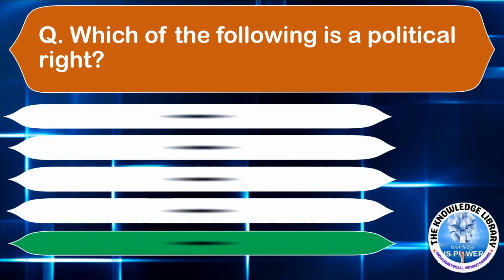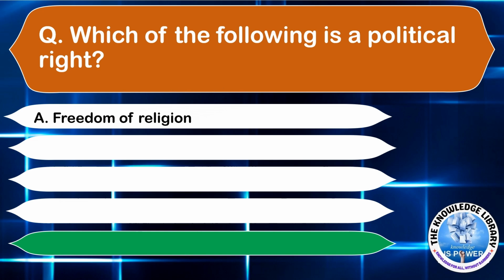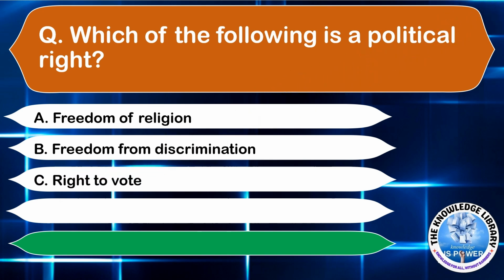Next question is, which of the following is a political right? Option A, freedom of religion. Option B, freedom from discrimination. Option C, right to vote. Option D, right to education. Correct answer is option C, right to vote.